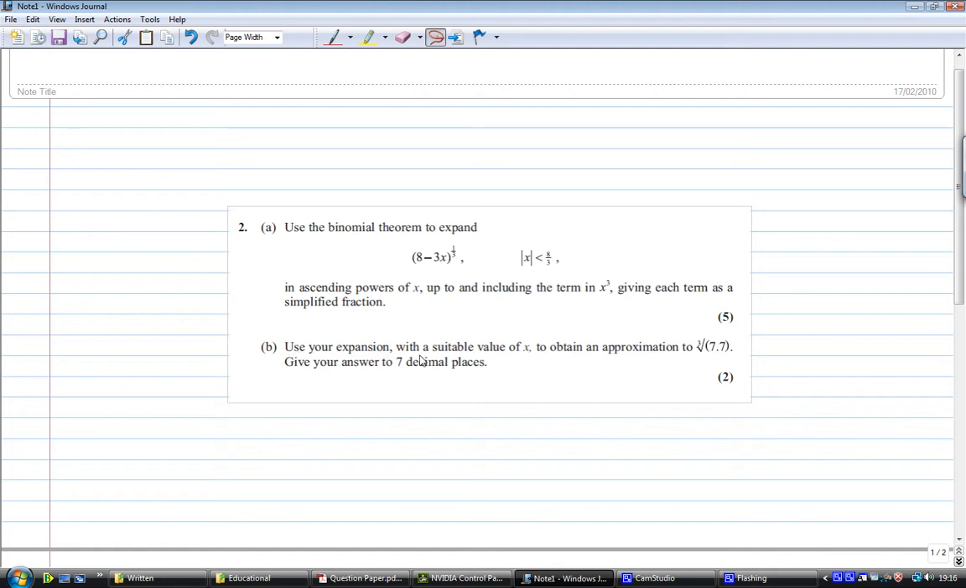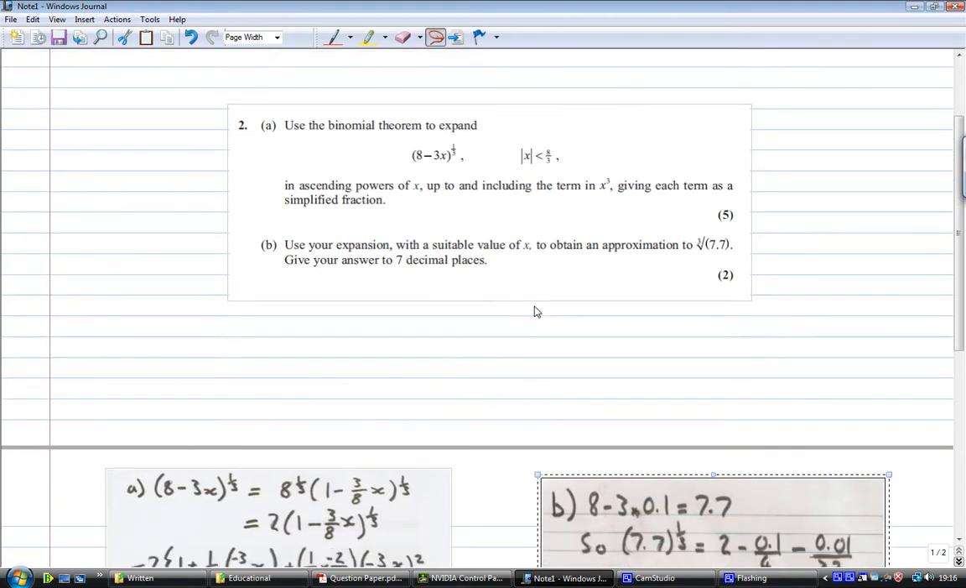Okay, use your expansion with a suitable value of x to obtain an approximation to the cube root of 7.7. I think we can see what we're going to do there: once we've got this sorted out, we'll put x is equal to 0.1 and we'll do 8 minus 3 times 0.1, which is going to give us 7.7, and that'll give us the answer, won't it?